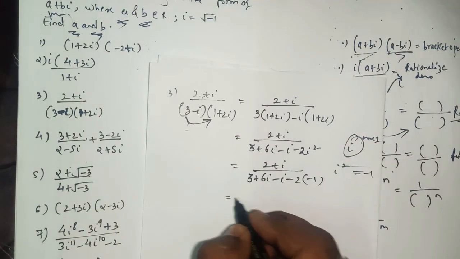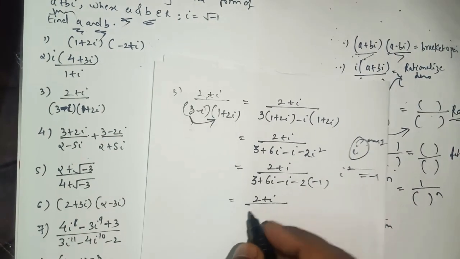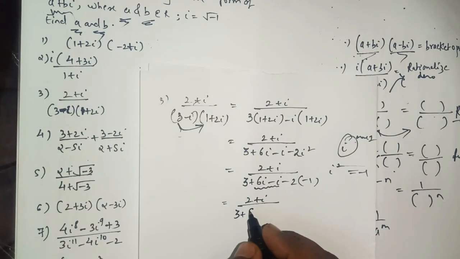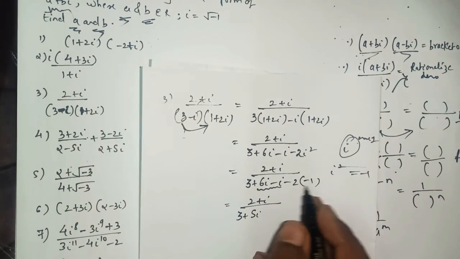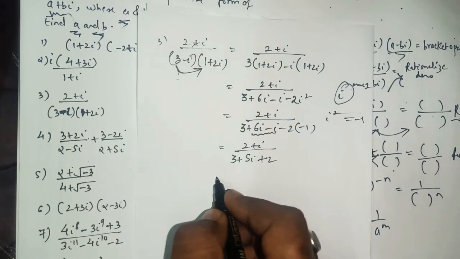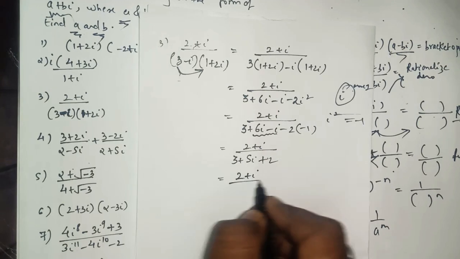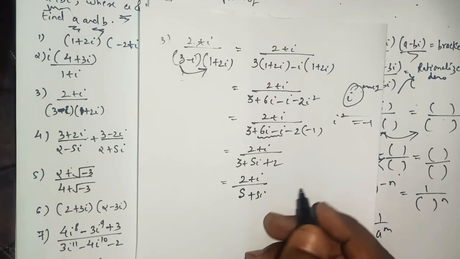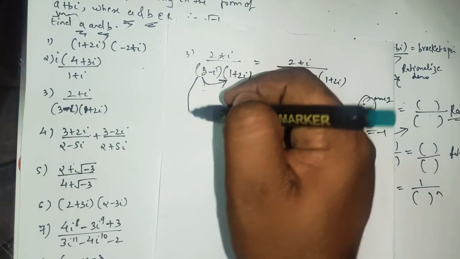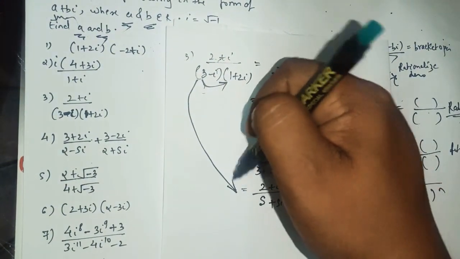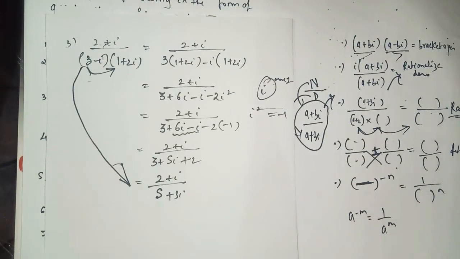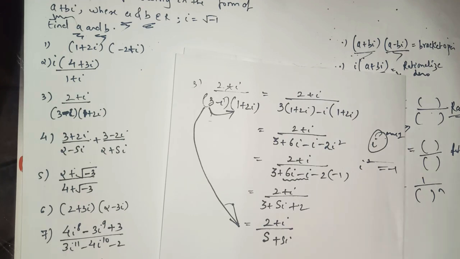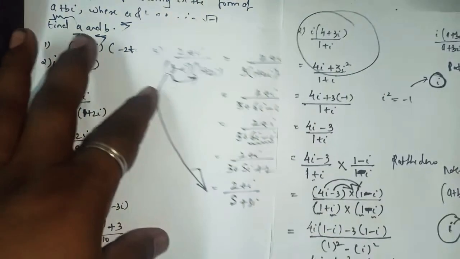Okay, so after this, 2 plus i upon 3 plus, so this we can write as 5i minus plus minus minus plus 2. So this will be 2 plus i upon 3 plus 2, which is 5, upon 5i. So here I converted this format into this section, and this section looks like what? Just now we solved this sum.